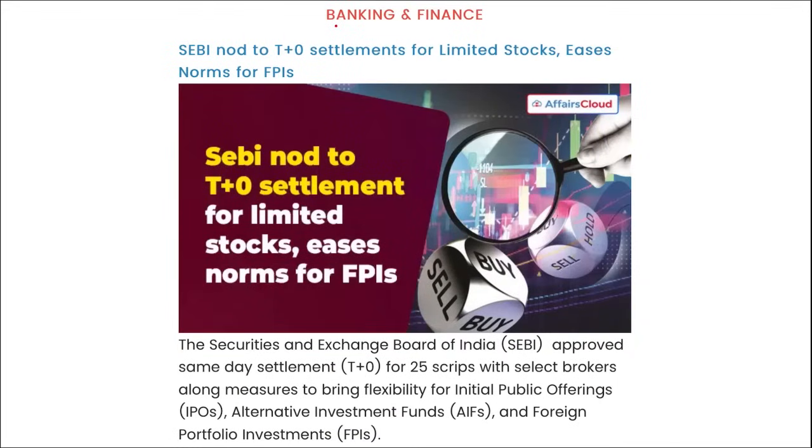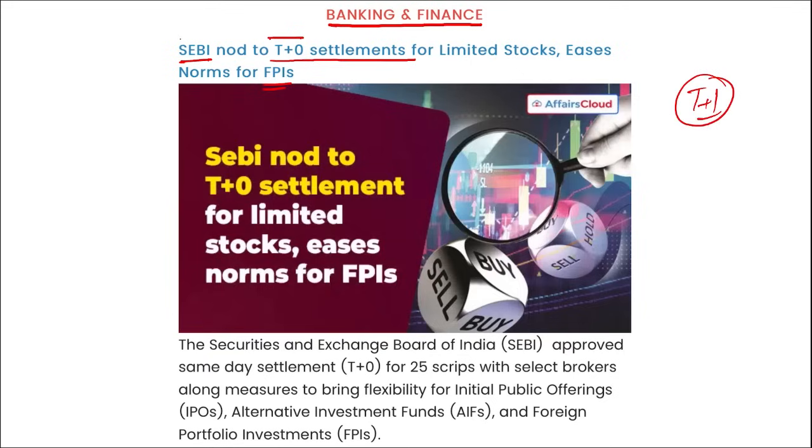Next is banking and finance. Recently, SEBI has given approval to T+0 settlement for limited stocks and eased the norms for foreign portfolio investors. Now, what is this T+0 settlement? Whenever you buy or sell a stock on your platform such as Groww or Zerodha, when you sell your stock today, you used to get your money on T+1 settlement. That means tomorrow you used to get your money, right?